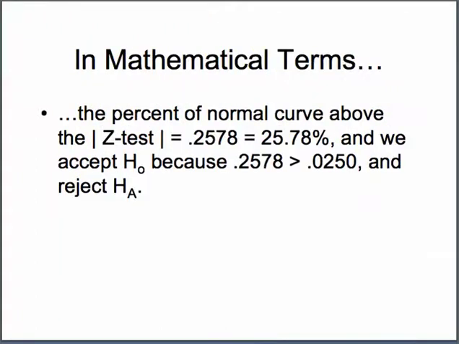In mathematical terms, the percentage of the normal curve above the absolute value of the z-test is equal to 0.2578, which is equal to 25.78%, and we accept the null hypothesis because 0.2578 is greater than 0.0250, and we reject the alternative hypothesis.